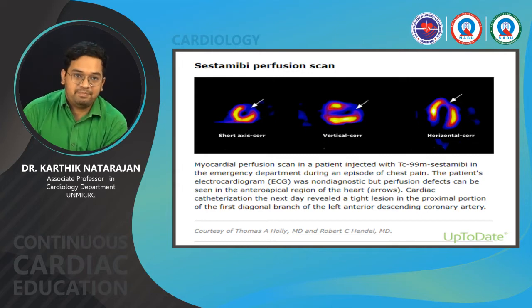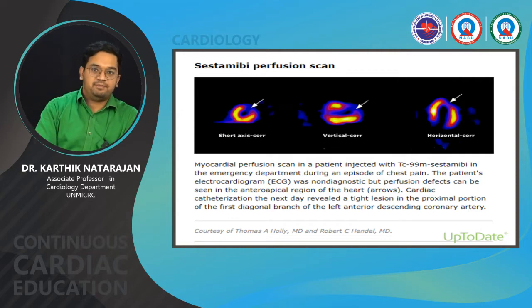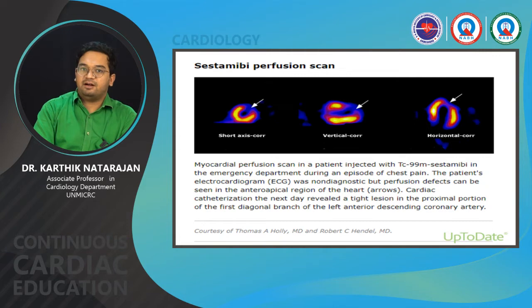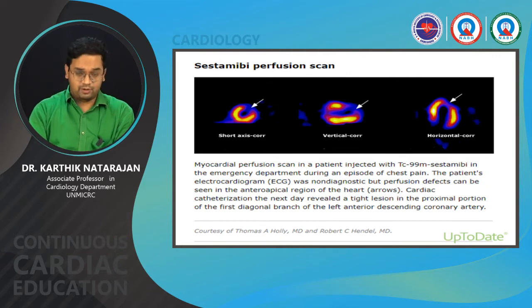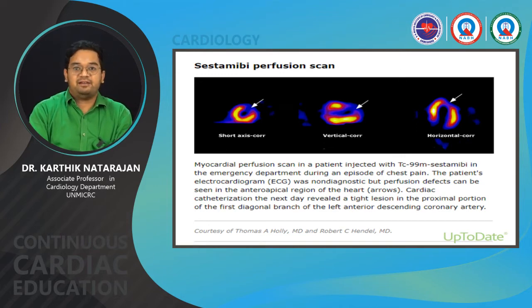I'll move to some examples. So this is a classical example of a patient who presented to the emergency with atypical chest pain. His ECG was non-diagnostic. He underwent a SPECT scan with sestamibi and we could see that in the short axis view the anterior and the lateral regions, the anterolateral regions, and in the vertical long axis view and the horizontal long axis view, the apical regions are predominantly affected.